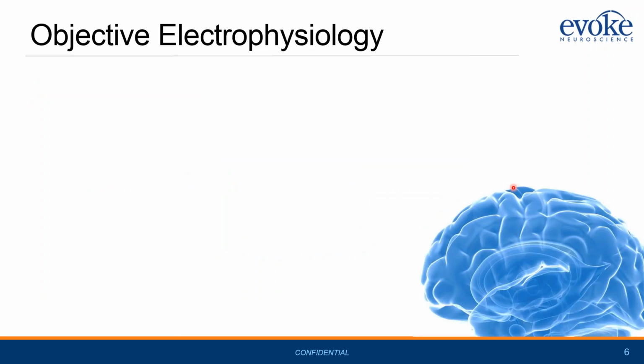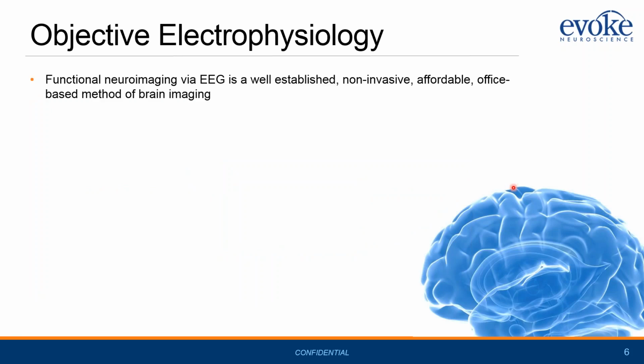So as I mentioned at the beginning of the presentation, objective electrophysiology can be very helpful when we are treating patients with traumatic brain injury. We know that functional neuroimaging via EEG is well established, non-invasive, affordable, and it's office-based. So you're keeping your patients in office, you're trying to get to the root of what's going on directly in your office without having to refer them out to really expensive neuroimaging techniques.